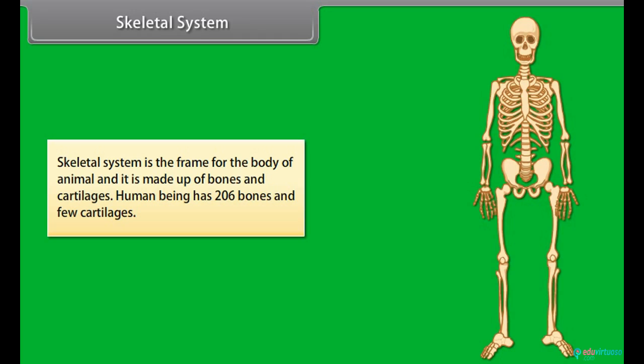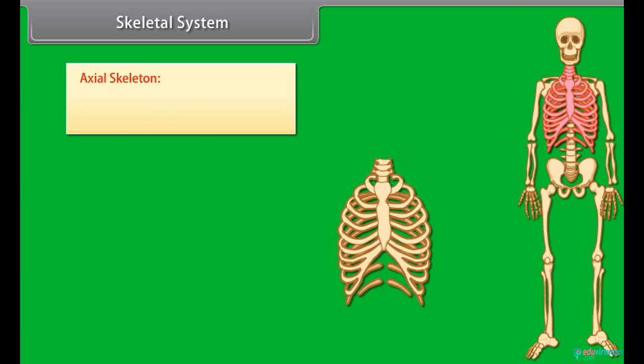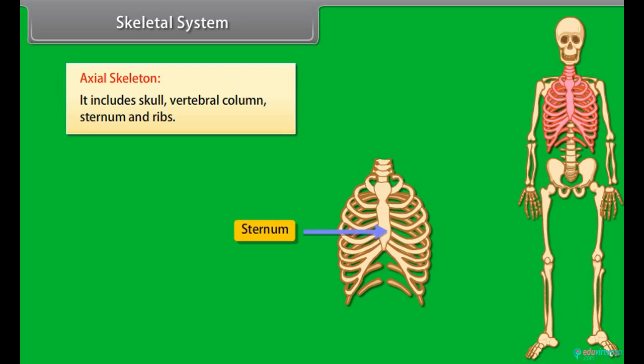Human beings have 206 bones and a few cartilages. The skeletal system is grouped into the axial skeleton and the appendicular skeleton. Axial skeleton: it includes the skull, vertebral column, sternum and ribs.